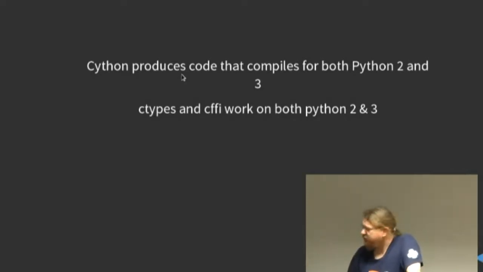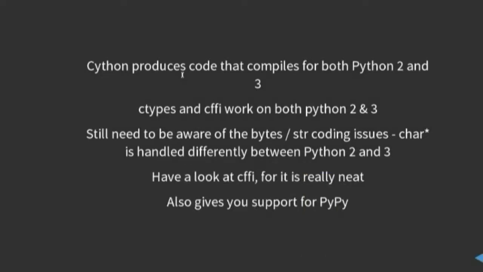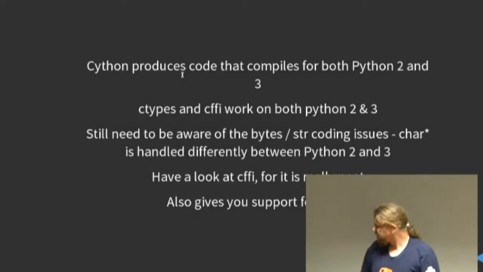C-types and CFFI both work on 2 and 3, although you do have to be aware of the byte-string distinction, but that you're always going to have to be aware of. Honestly, if you're doing it, it's much better to use one of these tools, and if you're going to do it, have a look at CFFI. CFFI is really, really neat. It also gives you support from PyPy, which is quite fun. So, yeah, that's there.